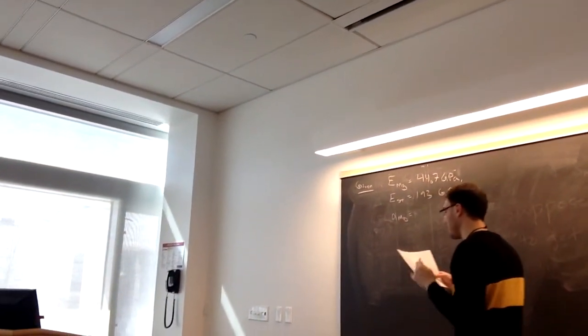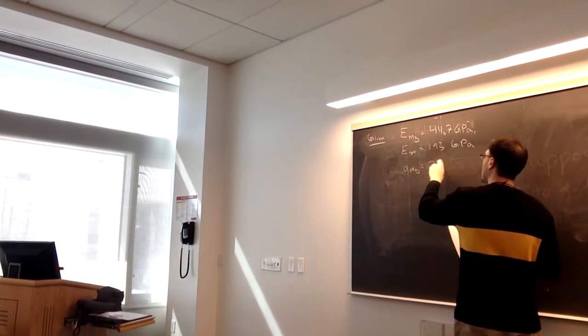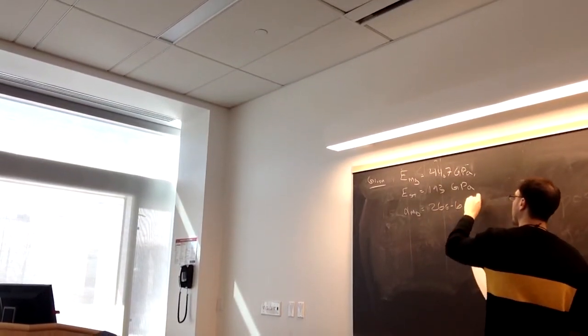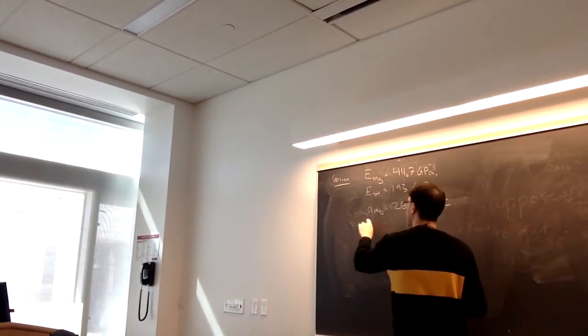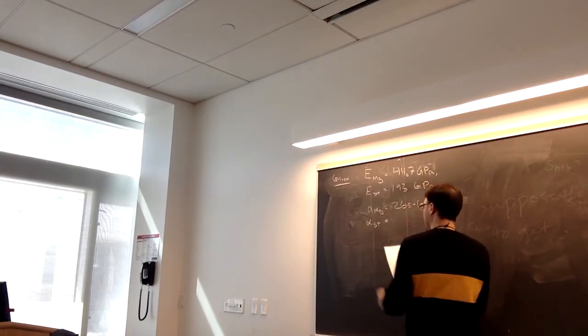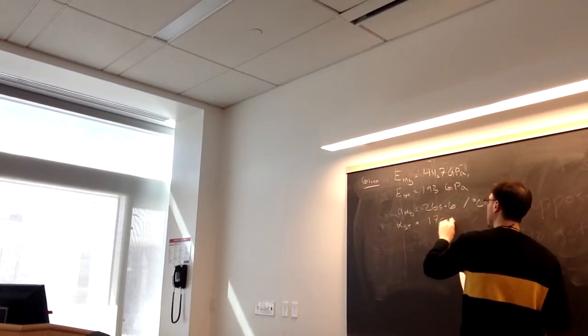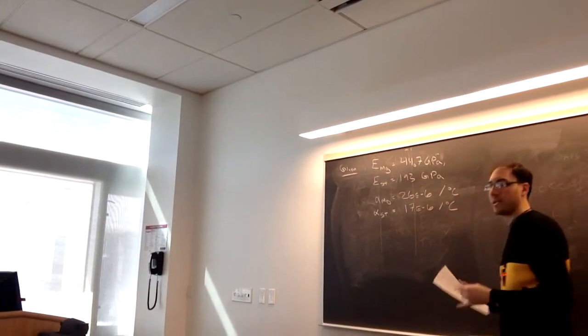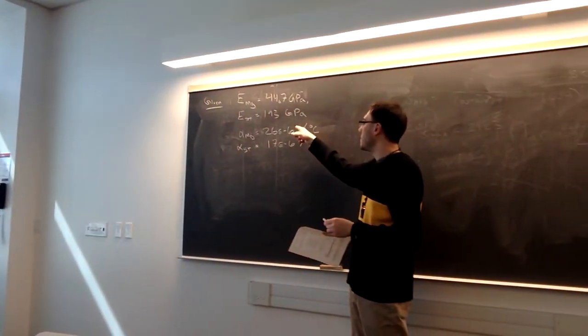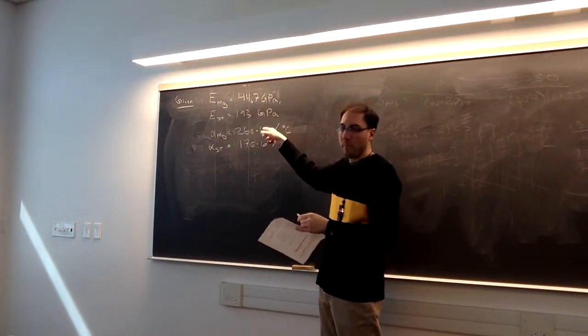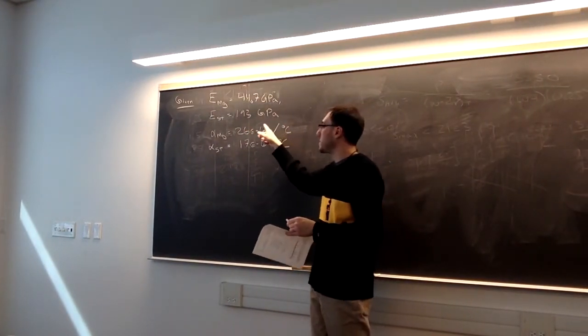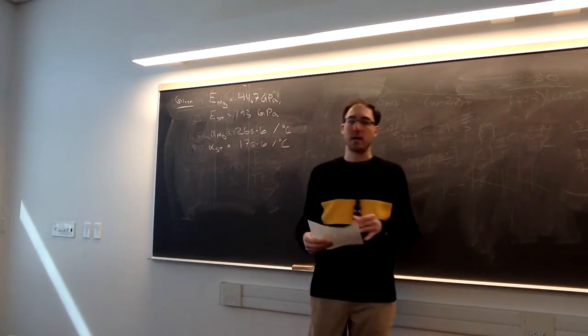For the magnesium, it's 26 times 10 to the negative 6 per degree Celsius. And for this alloy of steel, it's 17 times 10 to the negative 6 per degree Celsius. These are really, in metric, millimeters per millimeter per degree Celsius. This is a strain measurement per degree Celsius.